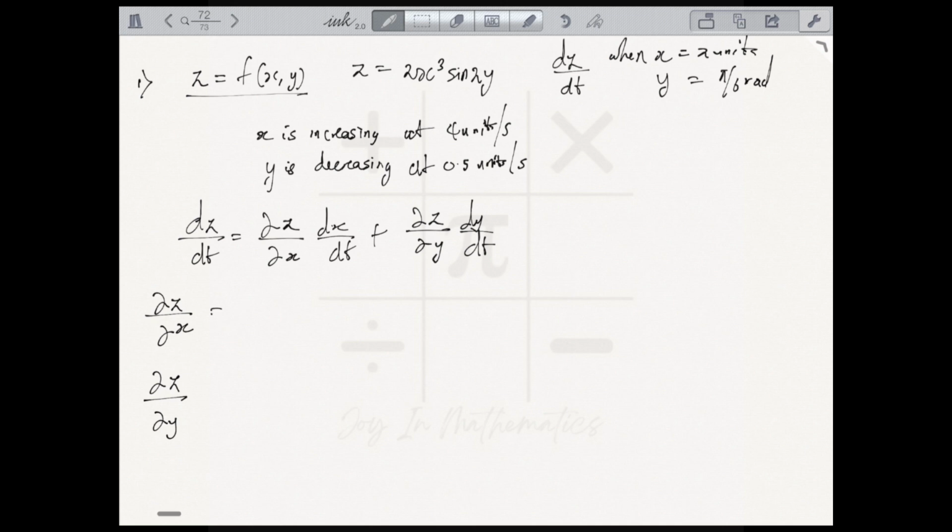Now dz/dx is differentiating partially with respect to x such that y is kept constant, and if y is kept constant, we have sine 2y multiplied by the differential of 2x cubed, and that will give us sine 2y multiplied by 6x squared, and that is 6x squared sine 2y.